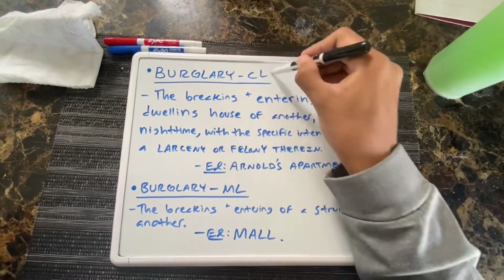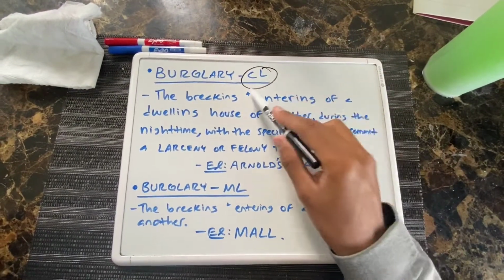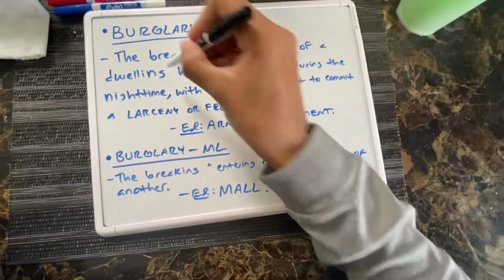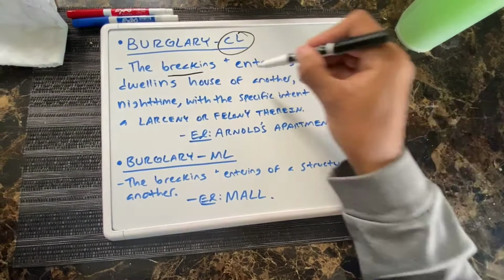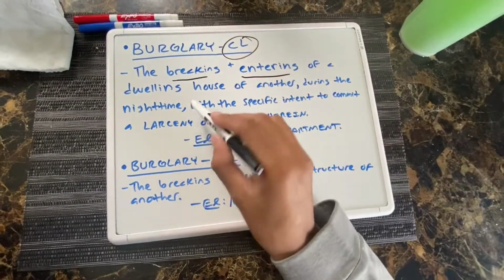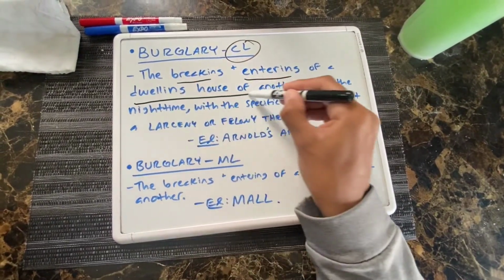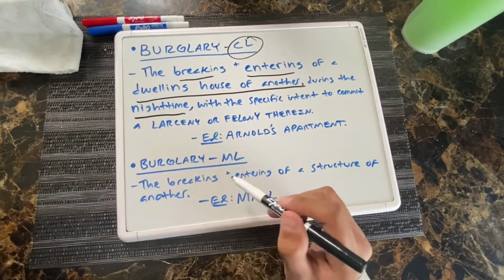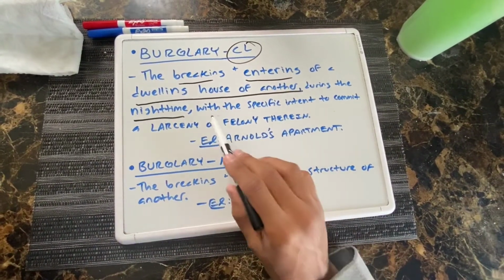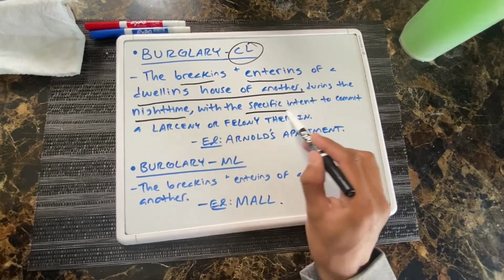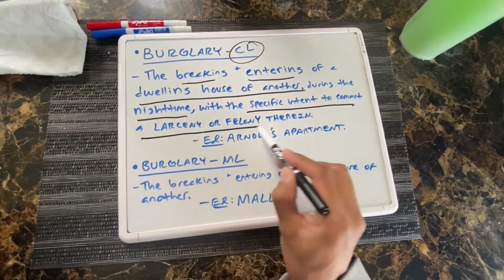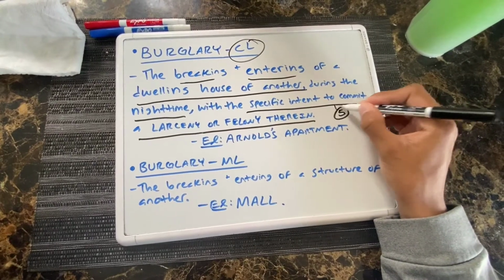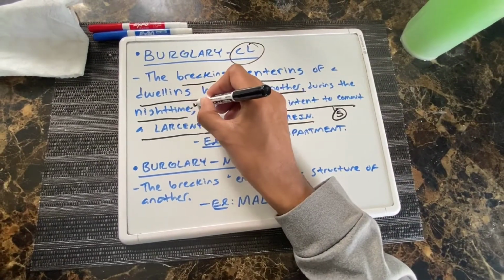So burglary under the common law, CL, common law, means the breaking, element 1, entering, element 2, of a dwelling house of another, element number 3, during the nighttime, element 4, lastly, with the specific intent to commit a larceny or felony therein, element number 5. So let me just number it really quickly so you can understand.